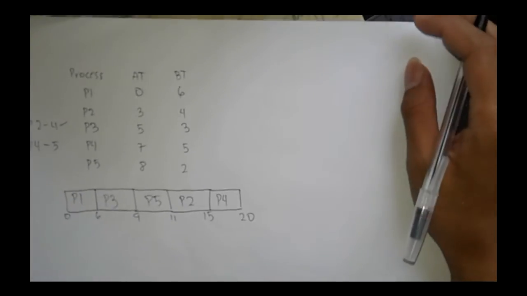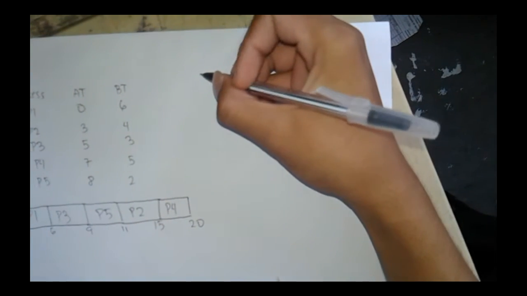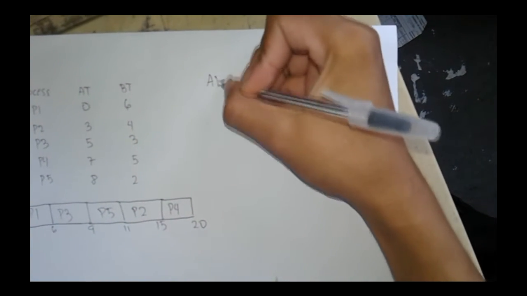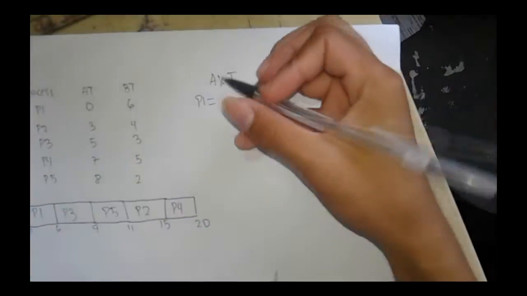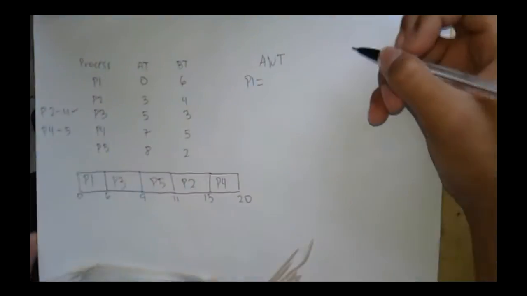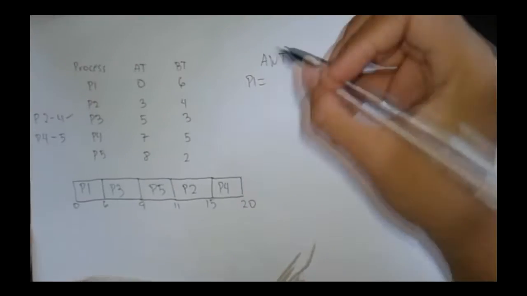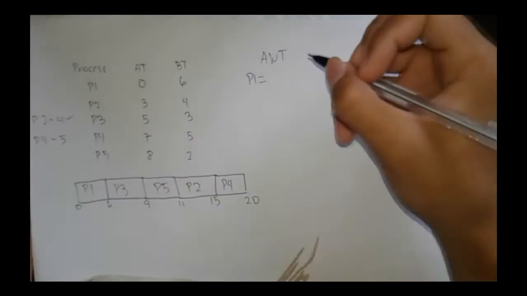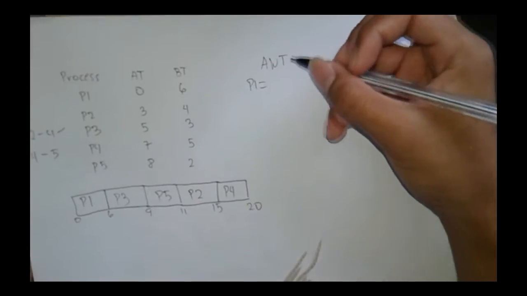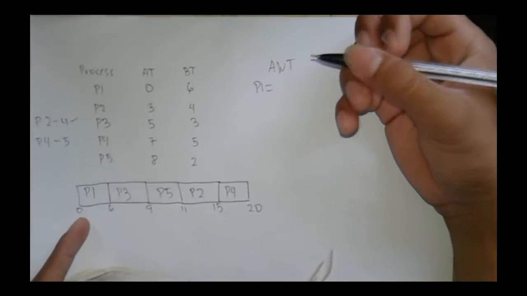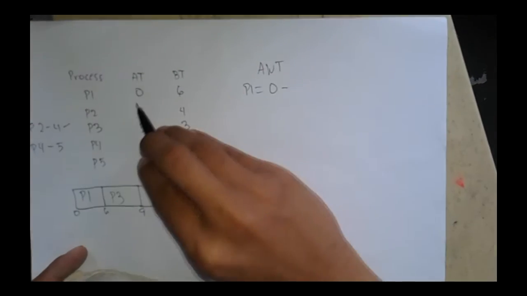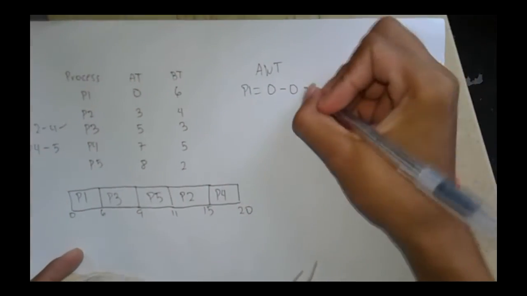And then next, I have to do their average waiting time. The formula for average waiting time is their starting time minus arrival time. So P1 starts at time 0 minus their arrival time 0 is equal to 0.